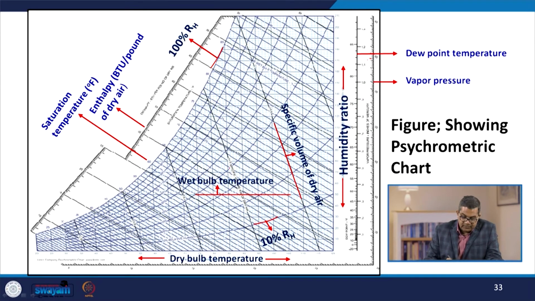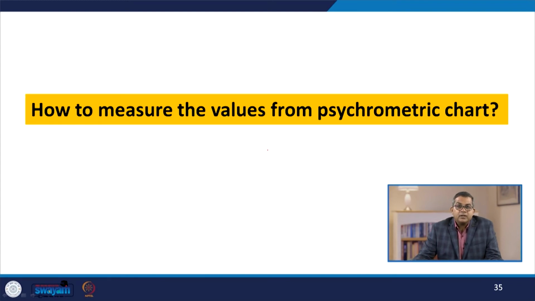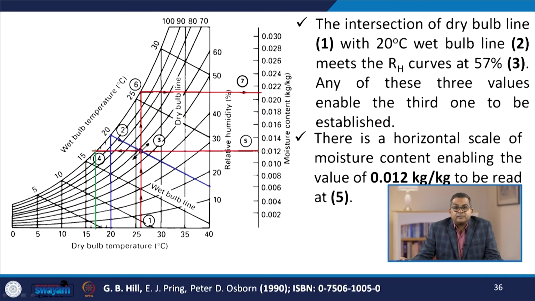Here you see the different lines representing the wet bulb temperature as Fahrenheit or Celsius. Although the wet bulb lines are close to the enthalpy lines, they are not actually parallel to each other. Now the question arises how to measure the values from the psychrometric chart, and that is the most practical approach.